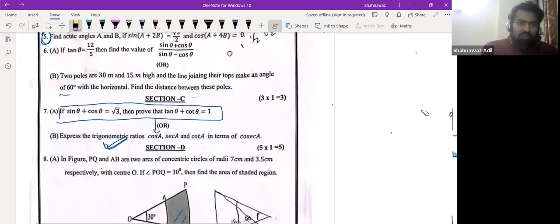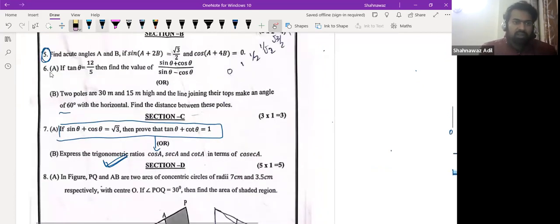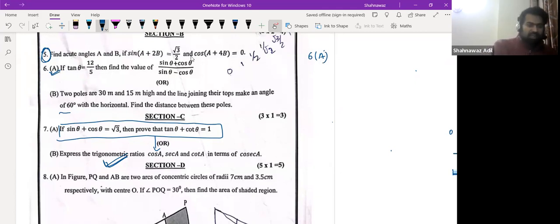So you calculate the sixth one, because we have to practice both questions. Tell me what value you will get. We know tan theta is 12 by 5, so 12 is perpendicular and 5 is base. Yes, the idea is correct. That is the correct idea.